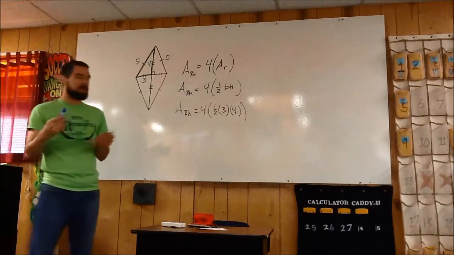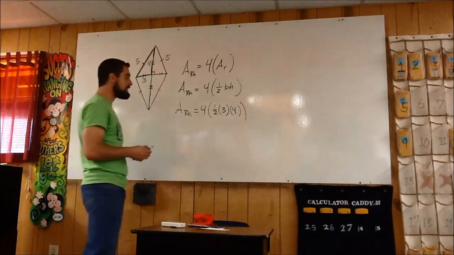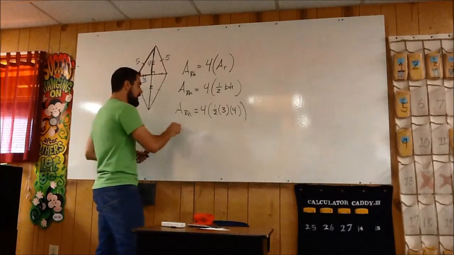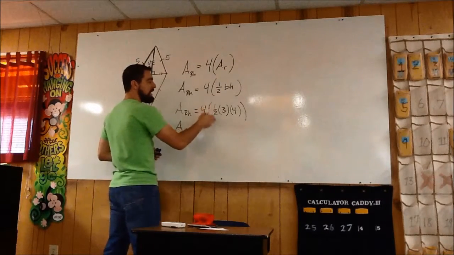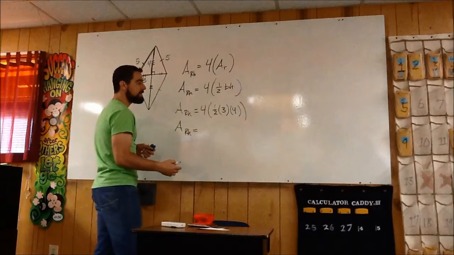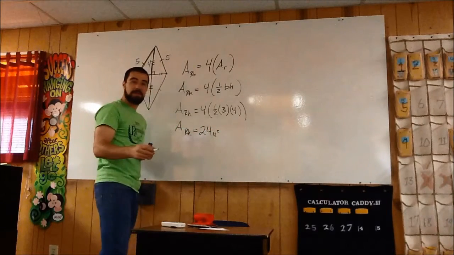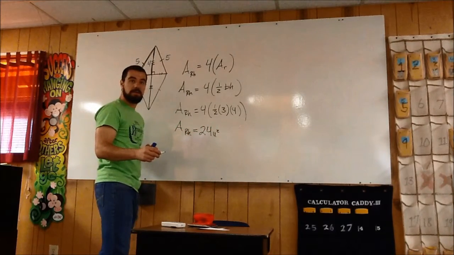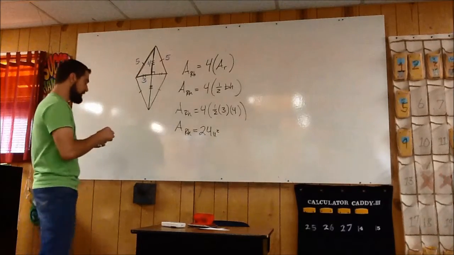And like I said, it does show up on SATs and stuff like that, so it'll save you a little bit of time on some tests. Cool, so we can simplify all of these whole numbers. 4 times 1/2 times 3 times 4. And if we do that correctly, we should get 24 units squared, correct? Yes, okay, awesome, thank you.